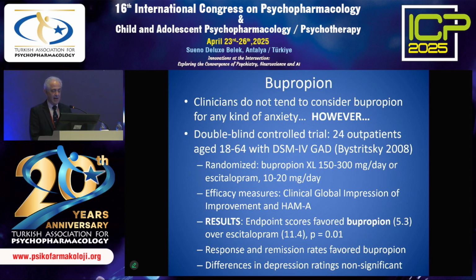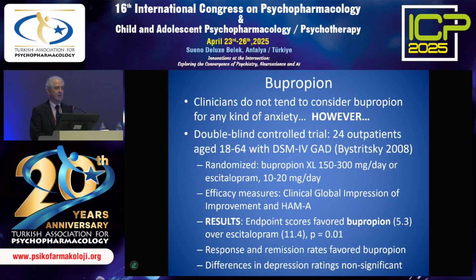They used the Hamilton A and the Clinical Global Impression of Improvement, and the endpoint scores favored bupropion. Do you believe that? Their endpoint scores were 5.3 versus 11.4 on the escitalopram-treated people, which turned out to be statistically significant, even though this was a small study. The study desperately needs to be replicated.